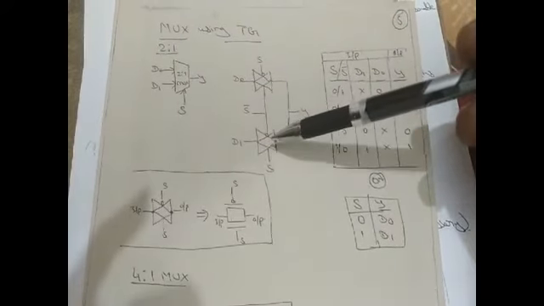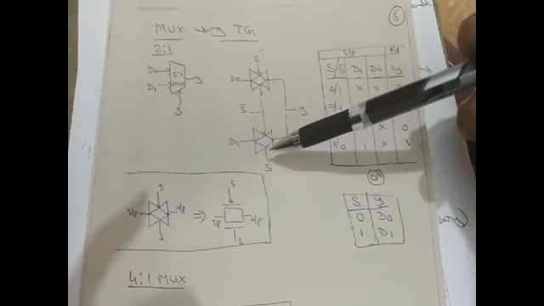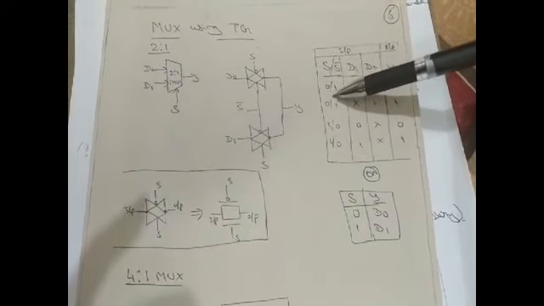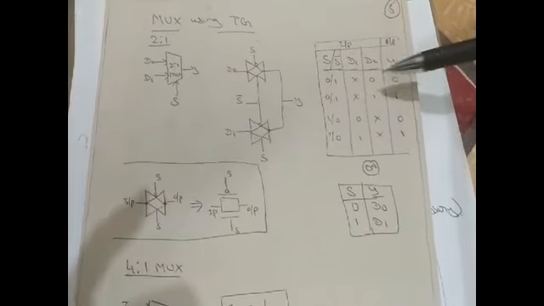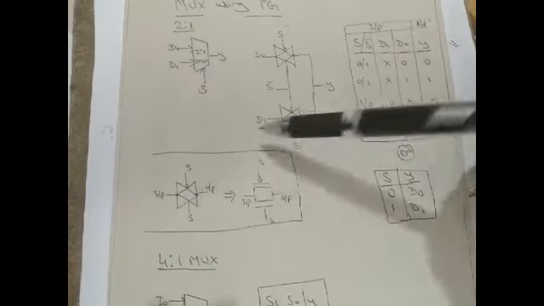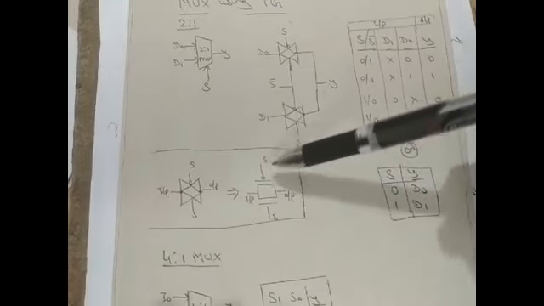When S is equal to 1, what will happen? This one will be in the off state and this one in the on state, and whatever the D1 value is, that will be the output. This is the representation for 0 and 1, and X means don't care, meaning it is in the off state. Another form of representing the transmission gate is this symbolic representation, because in some textbooks it is represented like this. Now next, the simple representation of a 4:1 MUX.